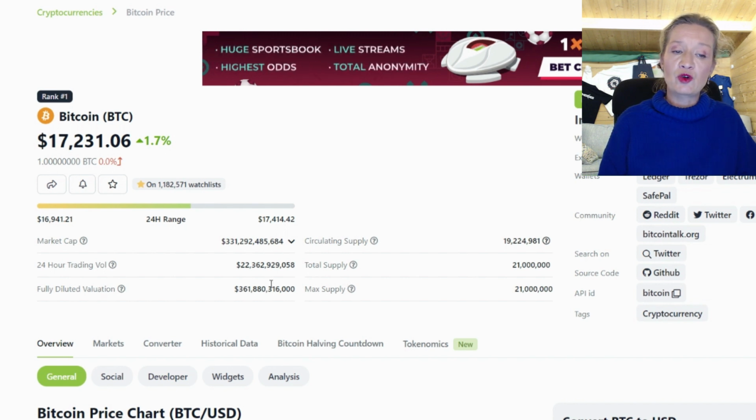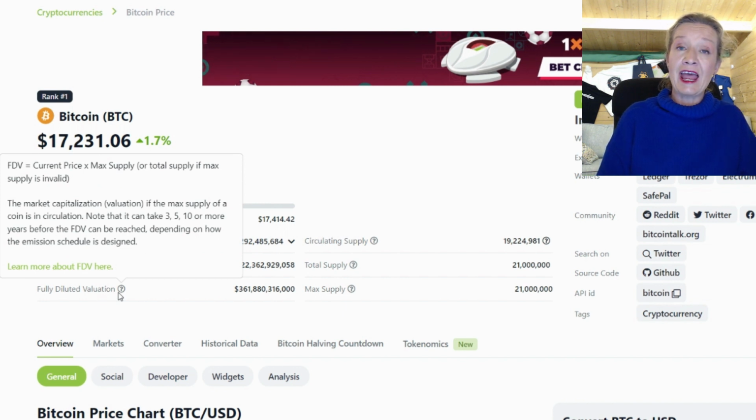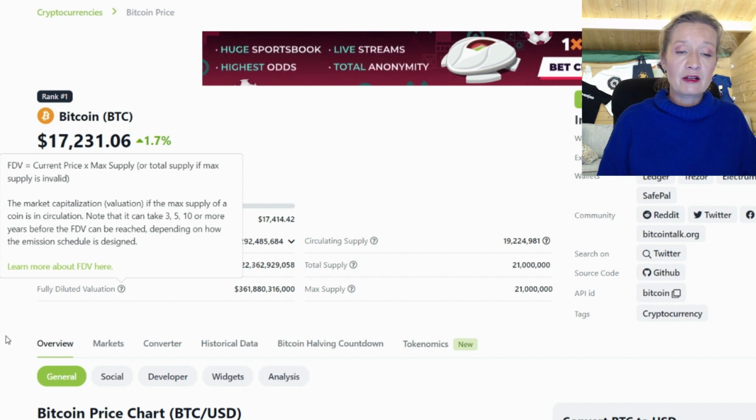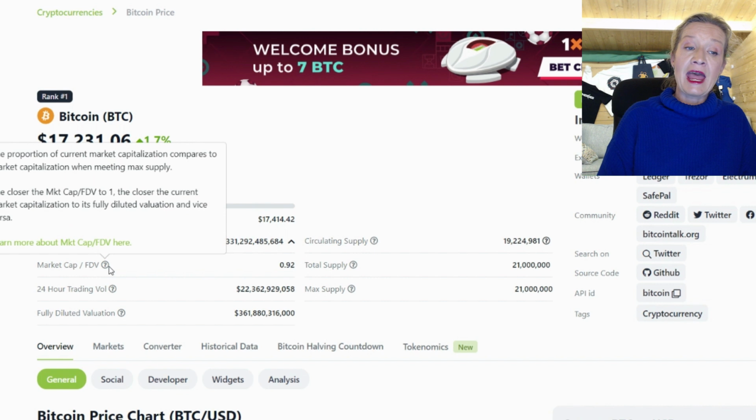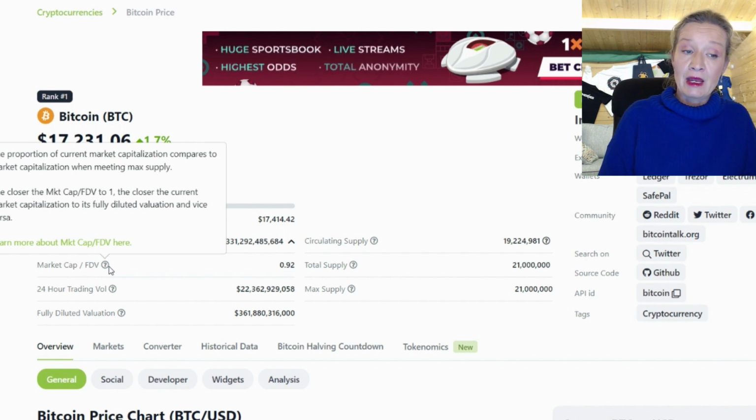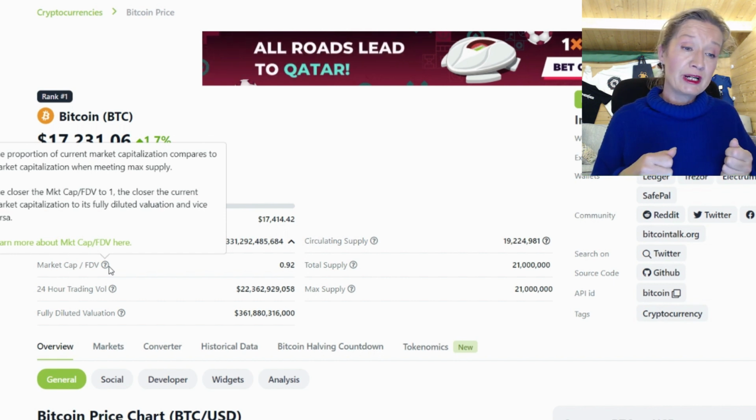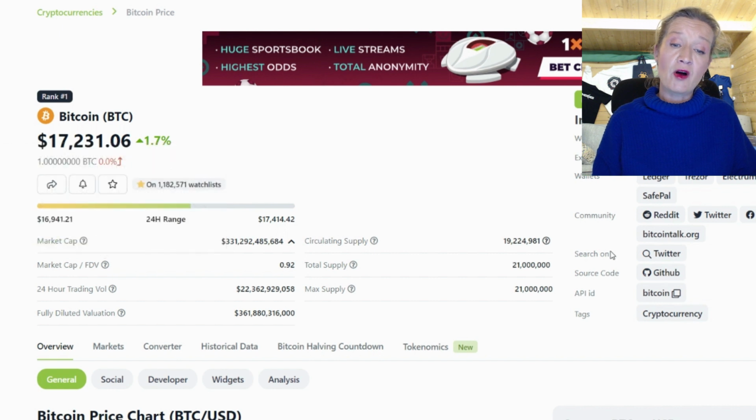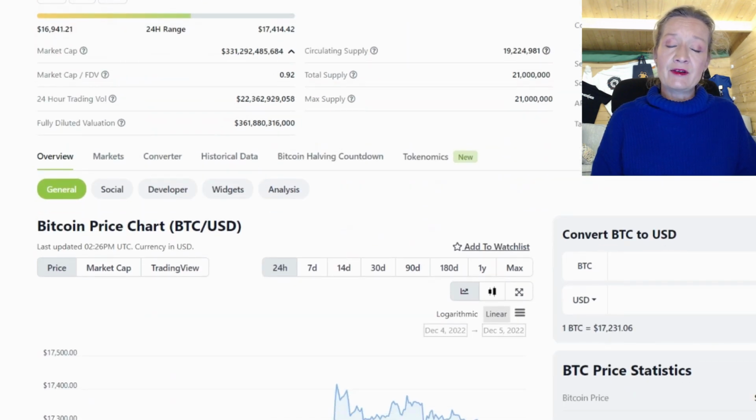Over here, we have the 24-hour trading volume, so how much is being traded, and the fully diluted valuation. So the FDV is the current price multiplied by the maximum supply. Now, there is one more figure in here as well, and that is the market cap divided by the fully diluted valuation. And the closer to one this is means that we're really close to the fully diluted price. So the fully diluted price is the price when all of the tokens have actually been issued.